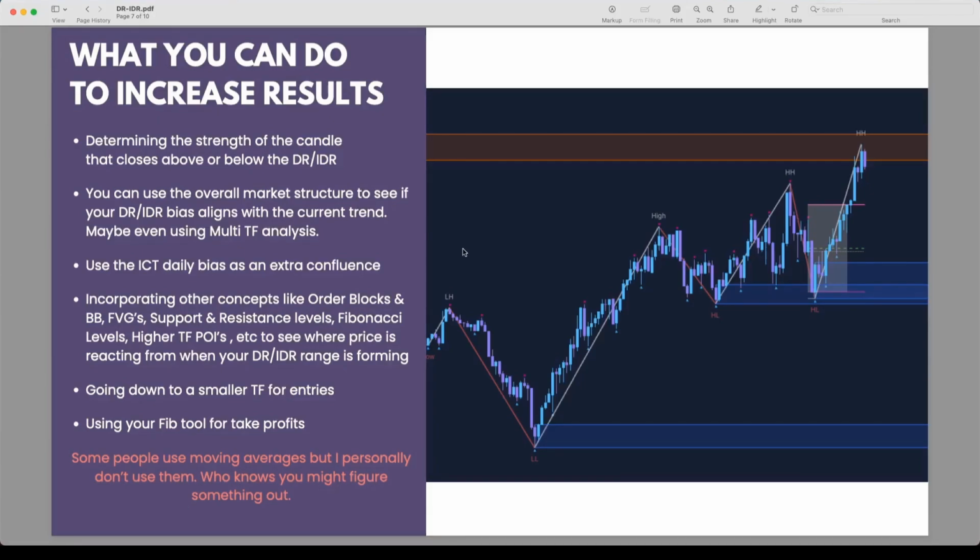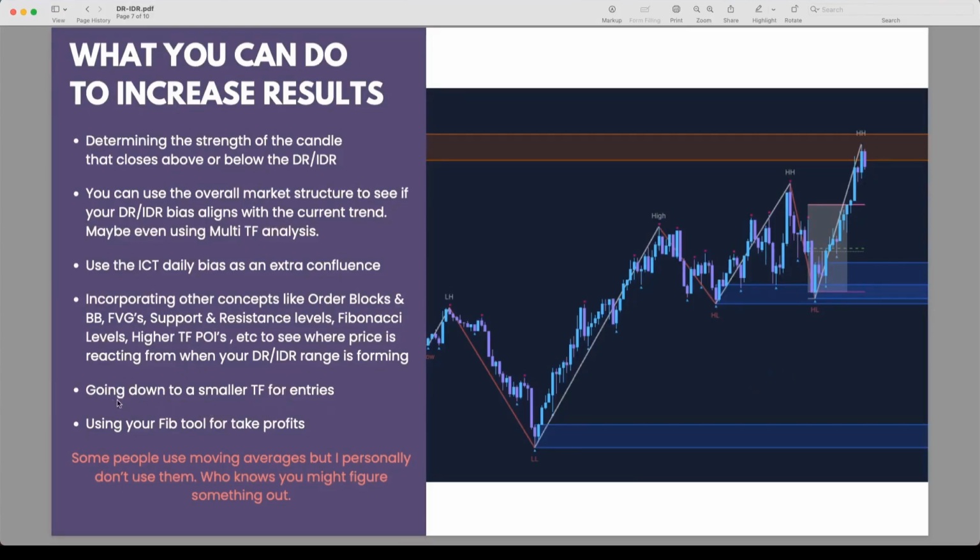Next, incorporating other concepts like order blocks, breaker blocks, fair value gaps, support and resistance levels, Fibonacci levels, higher time frame points of interest, etc., to see where price is reacting from when your DR-IDR range is forming. So as you can see, when this range was forming, there was an order block just under it, causing a reaction, and then once it closed above the DR, you can see that the trend is obviously going to be bullish, right? So that's just an extra confluence that you can add.